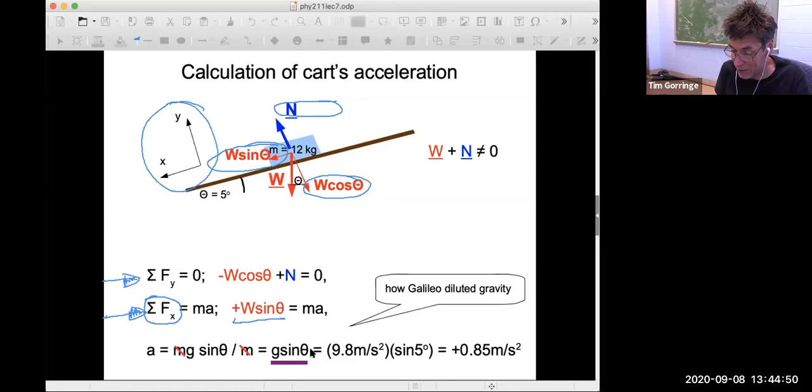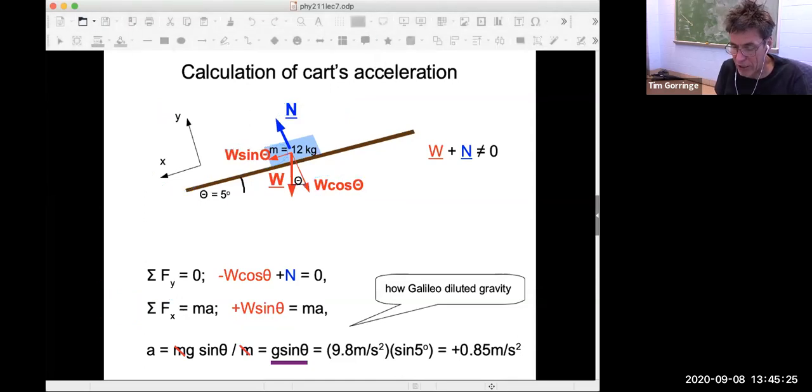It's fantastically simple. And that's really how Galileo, if you remember, diluted gravity using this sine of the angle of the incline. So you don't see the whole gravitational acceleration. You see a fraction of the gravitational acceleration. And in this case, with an angle of 5 degrees, it's a small fraction. 9.8 times the sine of 5 degrees is just an acceleration of 0.85 meters per second squared. So a very small fraction of the gravitational acceleration. Last slide coming up. Sorry.